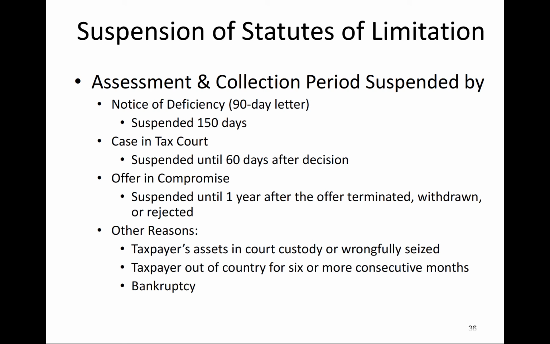Now, suspension of statute of limitations, we call this tolling. We toll the statute of limitations for certain things. So remember in that process earlier on, where we saw the notice of deficiency, a 90-day letter, that can be tolled or suspended for up to 150 days. Then you can have a case in tax court that suspends. Offer in compromise, they suspend, and there's other reasons why the statute of limitations can be suspended. So suspended means, okay, towards that 3 years, towards that 6 years, the clock will stop ticking, and they'll continue after certain items have occurred.